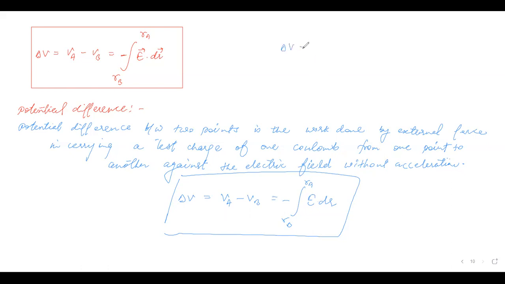We can write here delta V is equal to VA minus VB is equal to minus E, you can take it outside, integral from RB to RA of dr. This is your equation for non-uniform field only. Okay. For non-uniform field.